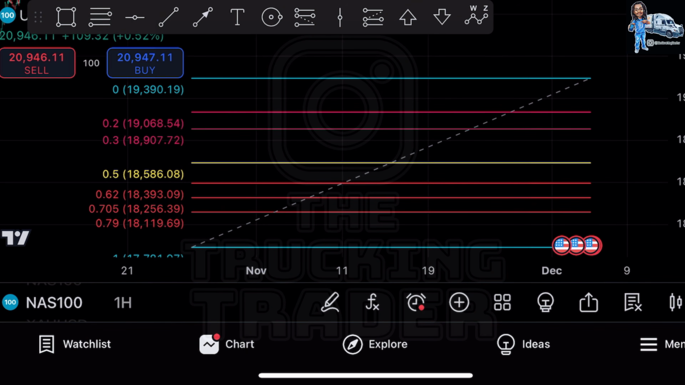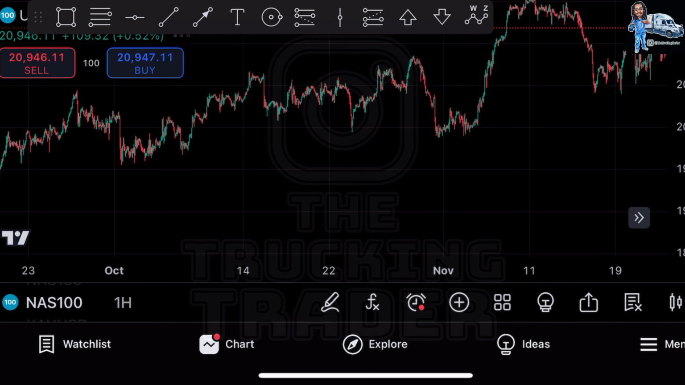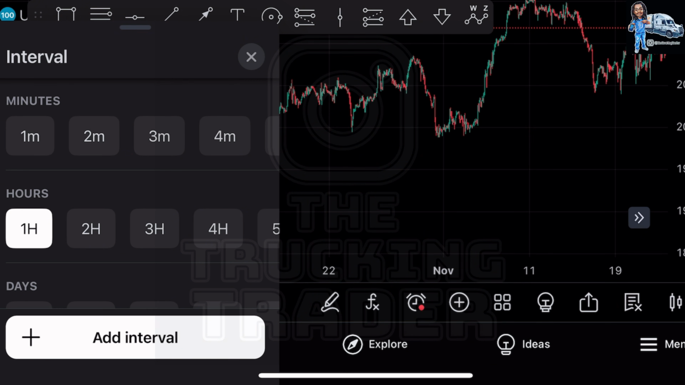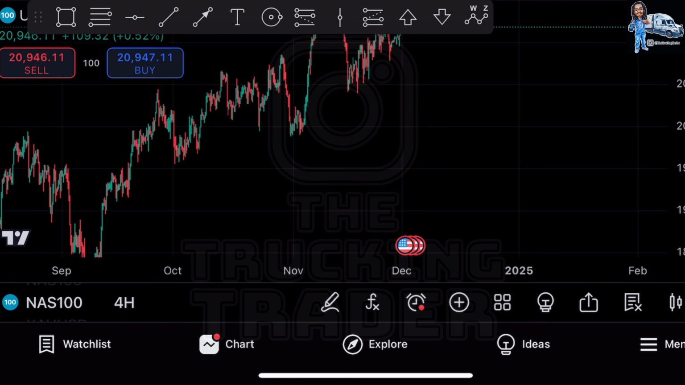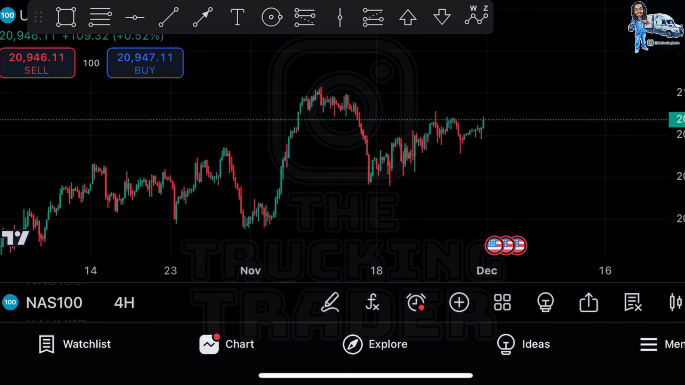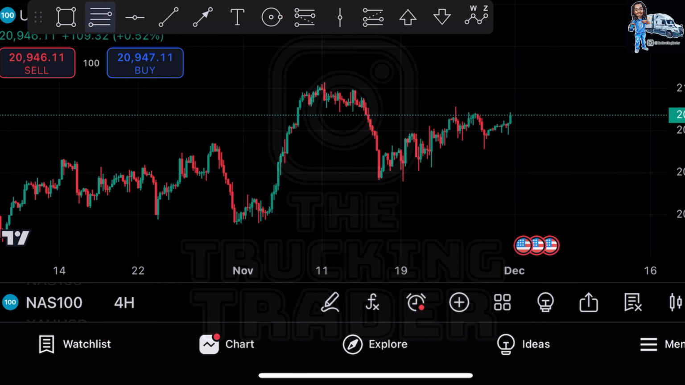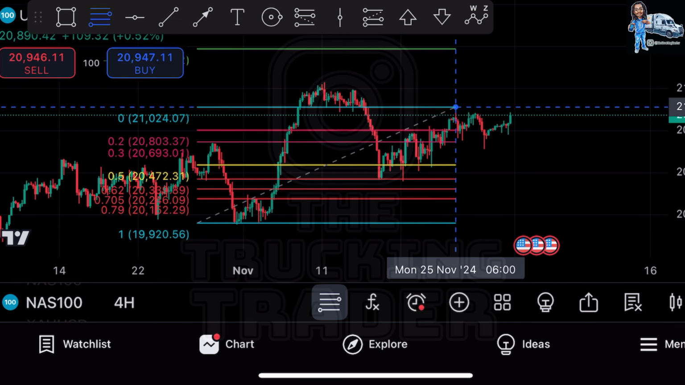So I'm going to give you guys an example of how to use the Fibonacci tool, right? So we're going to go into the price right now. Let's just go on a 4-hour chart. All right, and now I'm going to find a high and a low. Okay, it could be any high, it could be any low. I'm just going to put it right here.